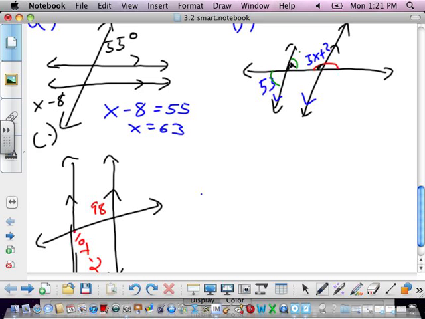Okay, B is a trick. Because 53 and 5x plus 2, are they alternate interior, alternate exterior, corresponding, or consecutive interior? They're nothing. That's why it's a trick. But let me ask you a question. See the angles in green? Are they congruent to each other? Yeah. Because they're what to each other? Vertical angles. So this would be a 53 right there, right? And now what are 53 and 5x plus 2? They're consecutive interior. And consecutive interior angles are supplementary, so they add up to 180.